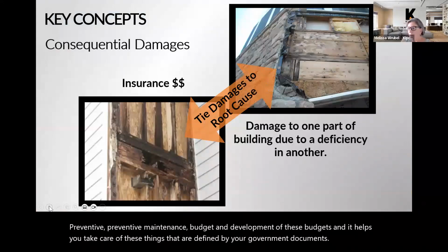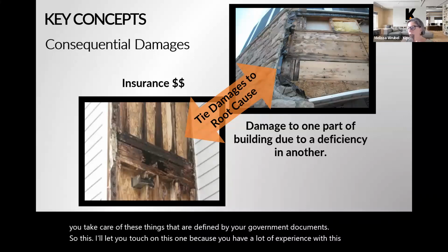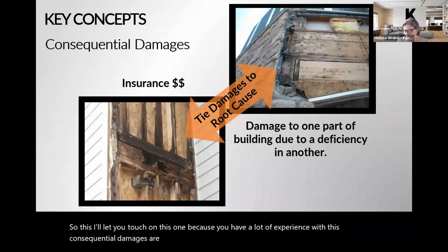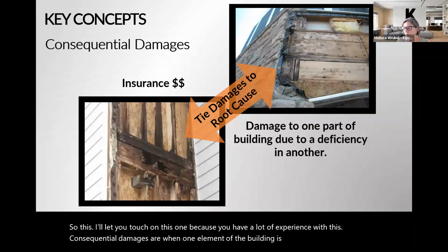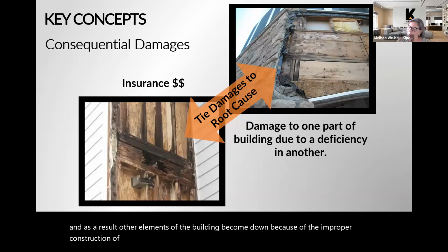So Mitch, I'm gonna let you touch on this one because you have a lot of experience with this. The consequential damages are when one element of the building is not constructed properly, and as a result, other elements of the building become damaged because of the improper construction of the first item. And Mitch, do you want to elaborate on this a little bit?